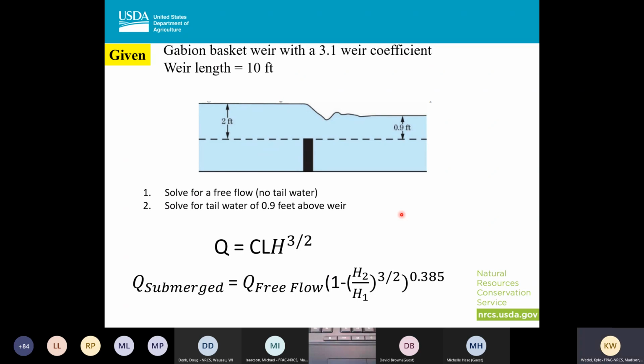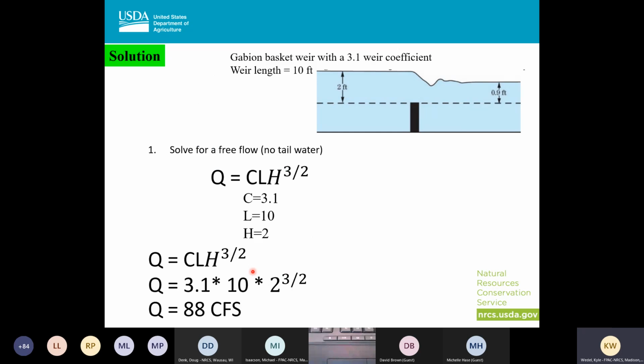Okay, so I'm going to go through an example where we're in submerged flow. In this case, we have a gabion basket with a weir coefficient of 3.1. Our weir length, in and out of the page, is 10 feet. We're going to have an upstream head of 2 feet and downstream of 0.9 feet. First I'm going to solve for free flow, where there's no tailwater, and then I'm going to bring it together and solve for submerged. Here are our two equations.